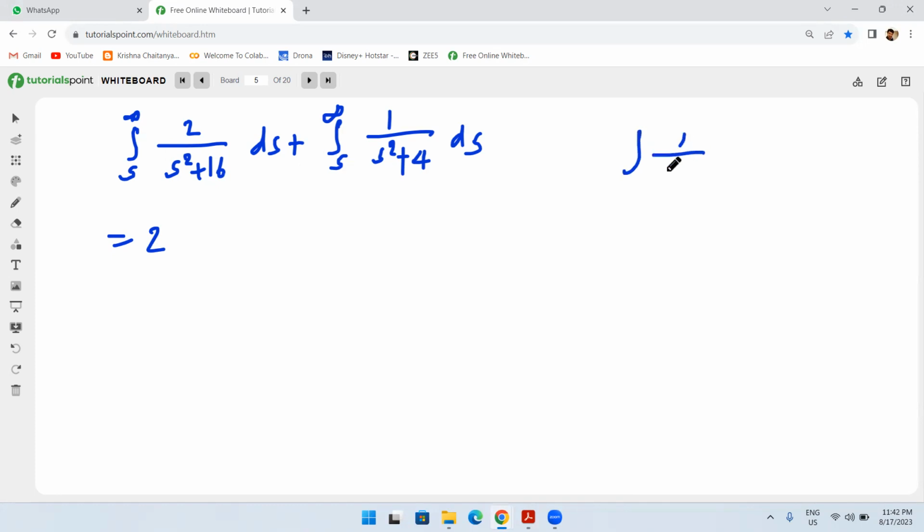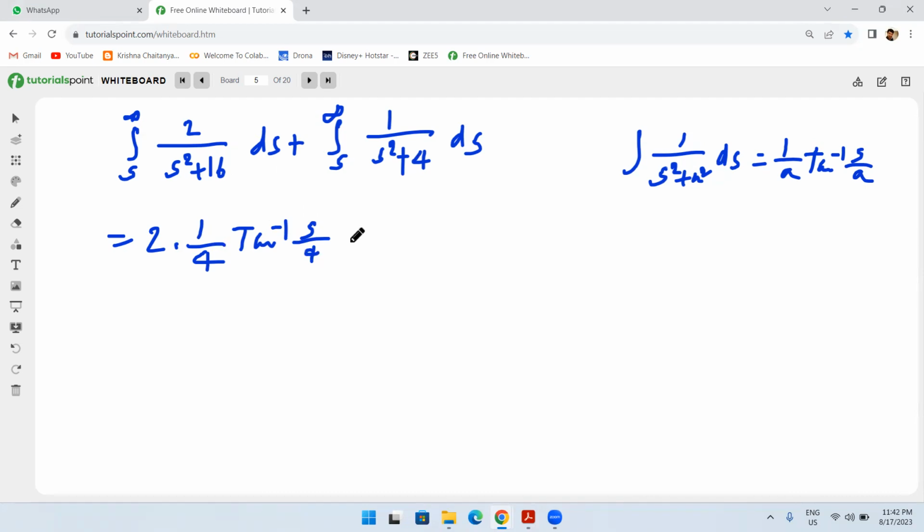And what is the integral of 1 by s square plus a square ds? It is 1 by a tan inverse s by a. Like this, 1 by a tan inverse s by a. Here we take a square. What is a square? Nothing but 16, so a is 4. So 1 by 4 tan inverse s by 4. And here also plus, a square is 4, here a will be 2. Okay. So that is 1 by 2 tan inverse s by 2.